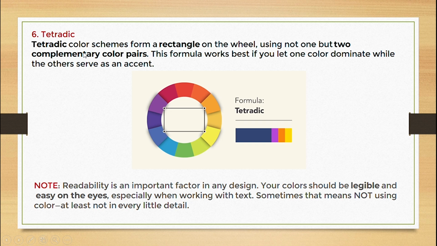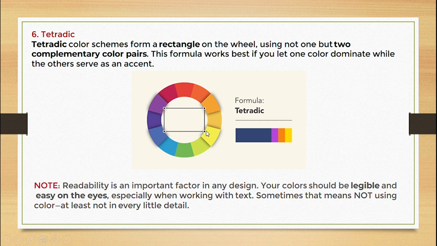So moving on, the tetradic color scheme. A tetradic color scheme forms a rectangle on the hues, using not 1 but 2 complementary color pairs. This formula works best if you let one color dominate while the other serves as an accent. So tetradic color scheme means you are drawing a rectangle on the color hues, and you are going to see the 4 colors you are making use of. It's also 2 complementary color pairs.